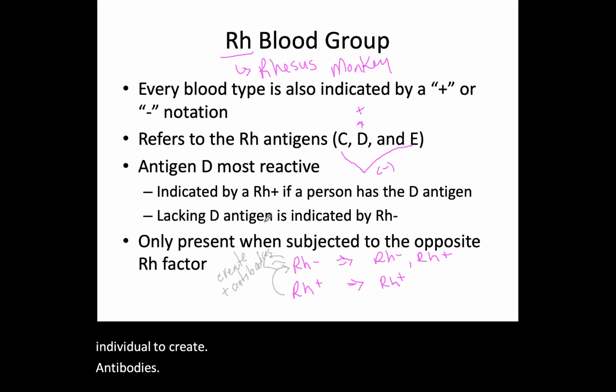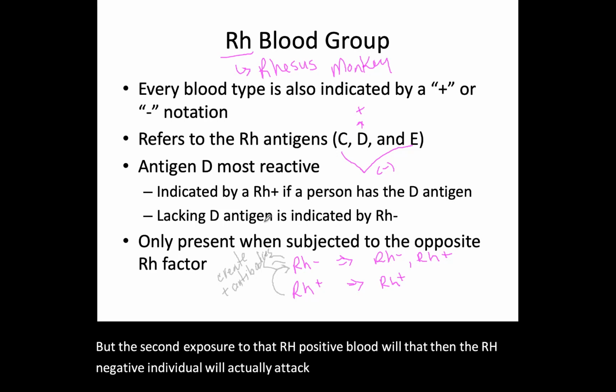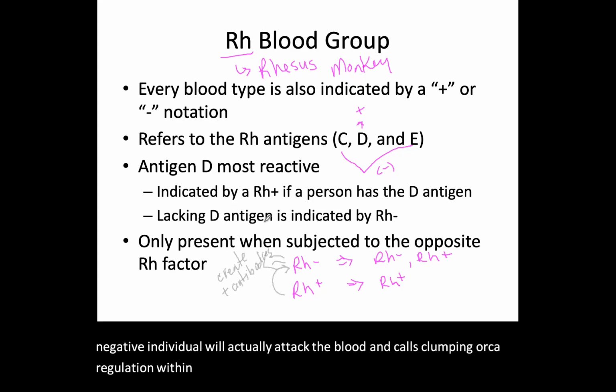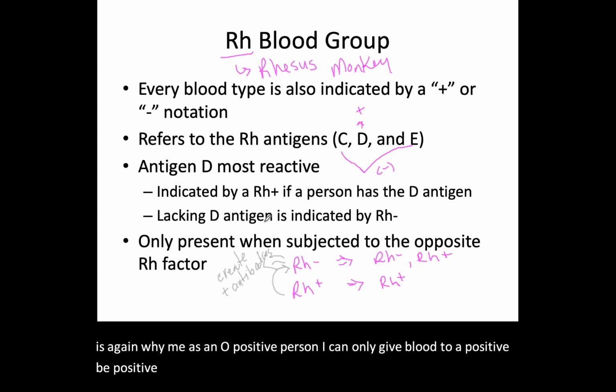The first exposure is not a big deal. It's okay. But upon the second exposure to that Rh positive blood, the Rh negative individual will actually attack the blood and cause clumping or coagulation within those individuals. Now, usually this is not an issue, but this is, again, why me as an O positive person, I can only give blood to A positive, B positive, AB positive, and O positive individuals.